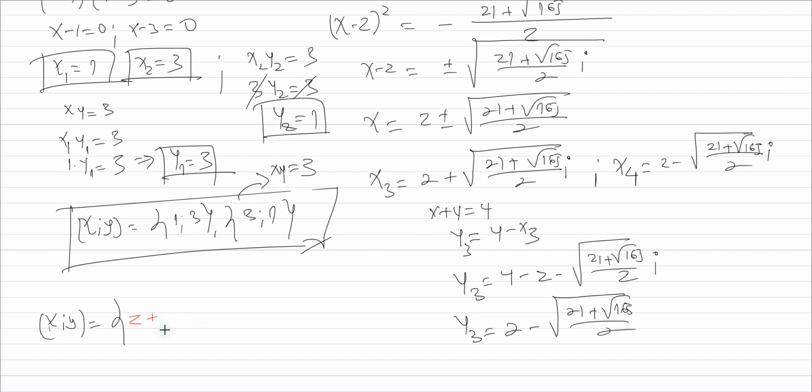2 plus square root of 165 and plus 21 divided by 2. This is i, and the other one is 2 minus square root of 21 plus 165 divided by 2, and this is i. Okay, this is one of the solutions. Don't forget to put the i in here.